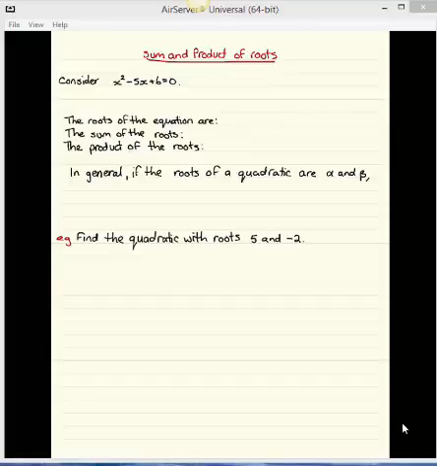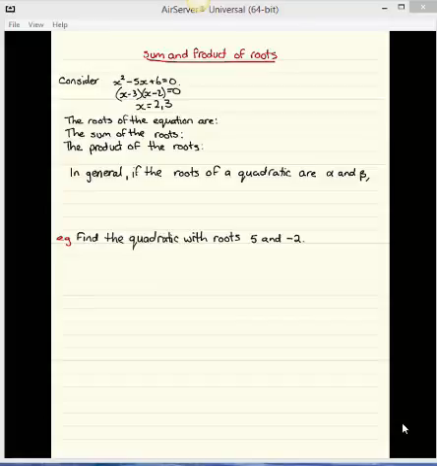But to start with, I want to consider the equation x squared minus 5x plus 6 is equal to 0. This is one that's pretty easy for us to solve. You should be able to tell me that the factors for 6 are 3 and 2, and that's what's going to give me the negative 5. So it's x minus 3 and x minus 2 gives me 0. So x has got to be equal to 2 or 3.